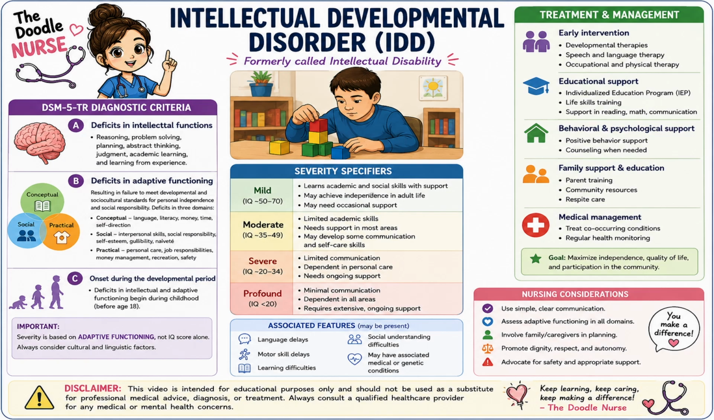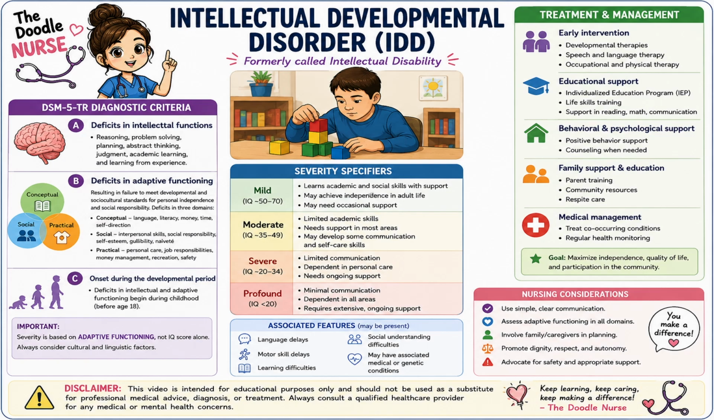Now, let's begin with the DSM-5-TR diagnostic criteria. To diagnose IDD, three major criteria must be present. The first criterion is deficits in intellectual functioning. This includes difficulties with reasoning, problem solving, planning, abstract thinking, judgment, academic learning, and learning from experience.